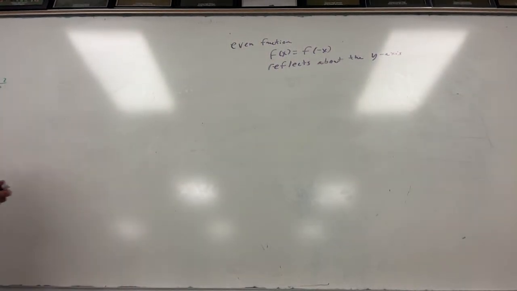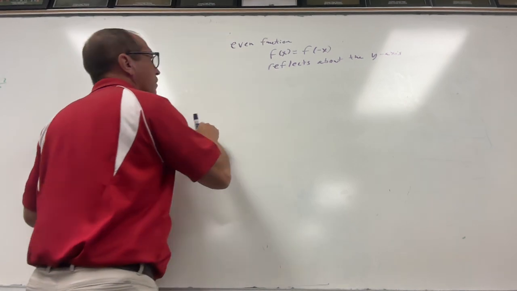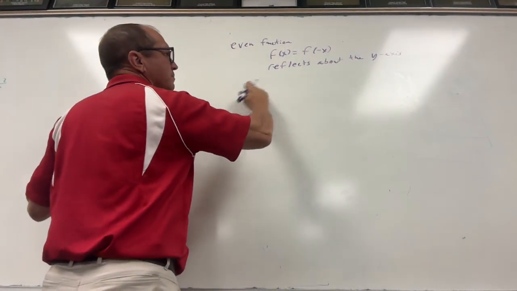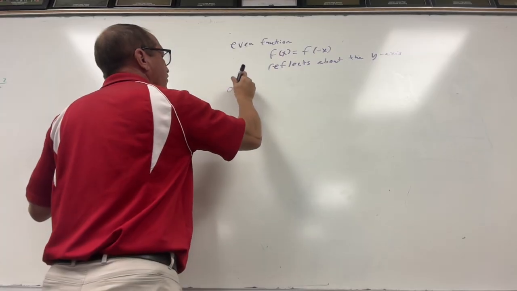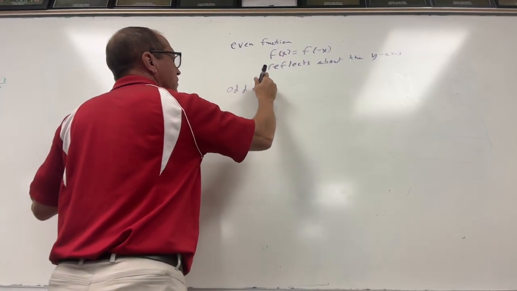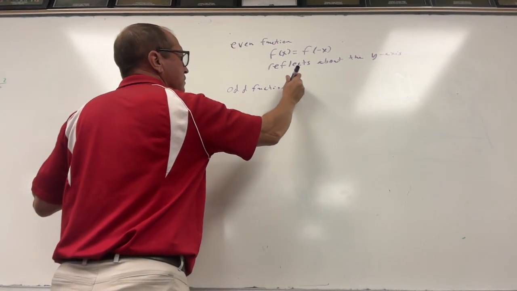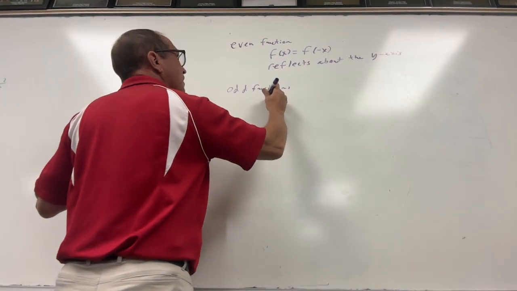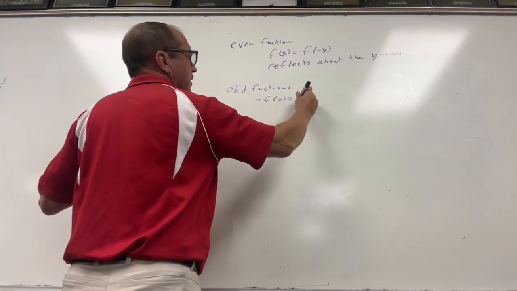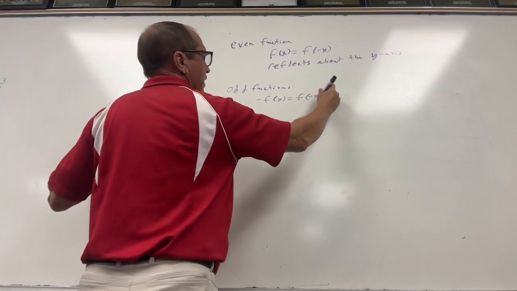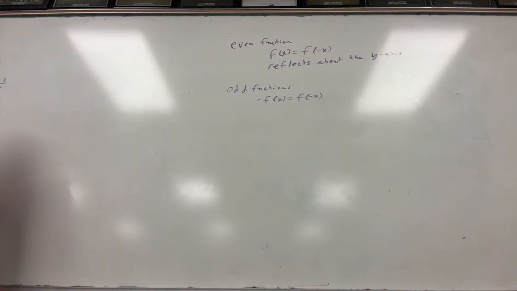So from this, we're going to learn how to test them in just a minute. Odd functions: the negative of f of x is going to equal f of negative x. The negative of f of x is going to equal f of negative x.